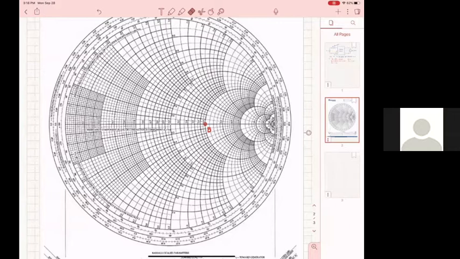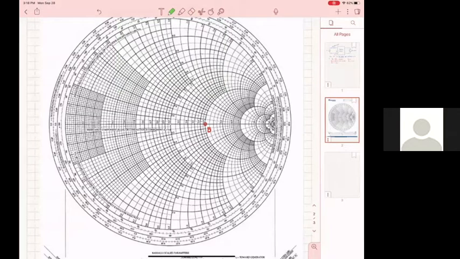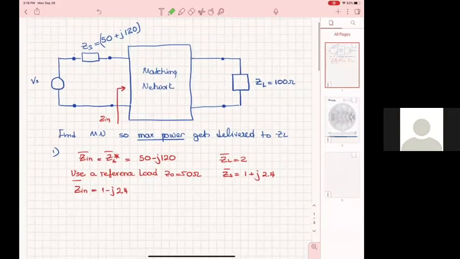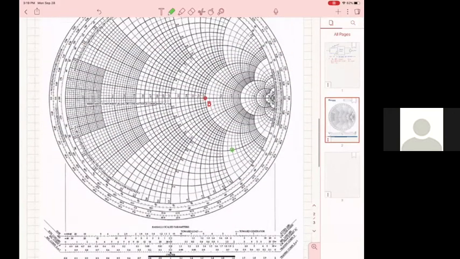So practically, the point where I want to go is right here, 2.4. And I want to make sure that it's the complex conjugate. Okay. So I'm going to go from B to A.